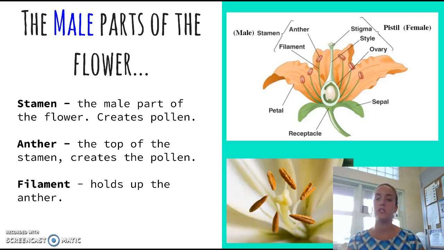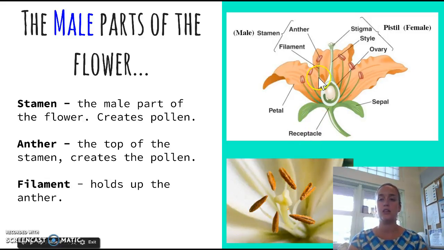So the male parts of a typical flower are the stamen. That's the male part of the flower, and its job is to create pollen. So your stamens are right here. Here's an example of a stamen. The stamen has two parts. It has the anther, the very top, which is where the pollen forms, and the filament, which is what holds the stamen up so that pollinators can reach it.